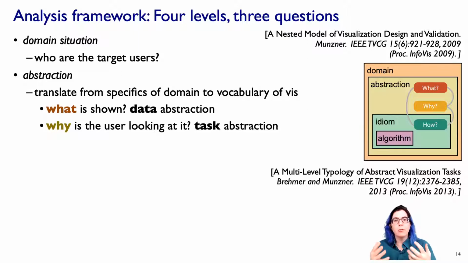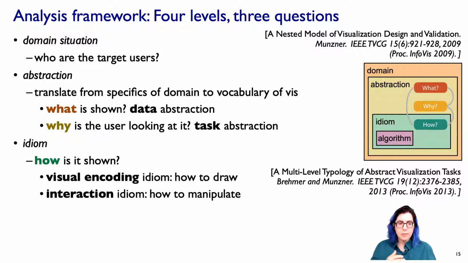And so the only way we could be able to reason about that, instead of doing ad hoc solutions for every single new problem, is if we do have these abstractions that we can really think about. So the two abstractions we're going to focus on are what is being shown, which we're calling the data abstraction, and why is the user looking at it, which we'll call the task abstraction. So we have this challenge of coming up with domain agnostic ways of talking about these things.